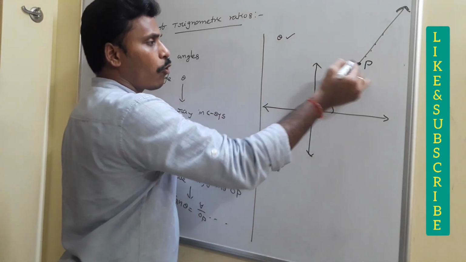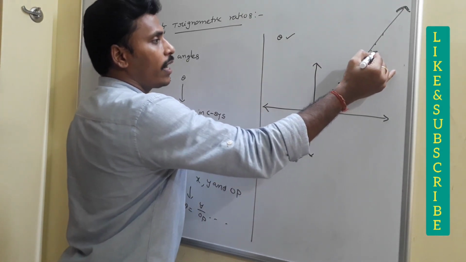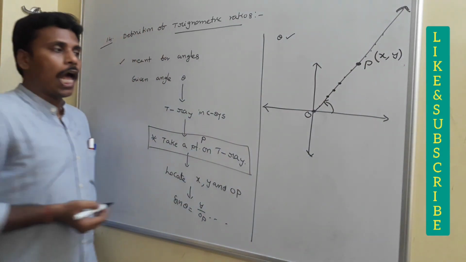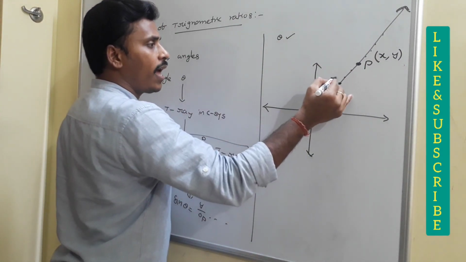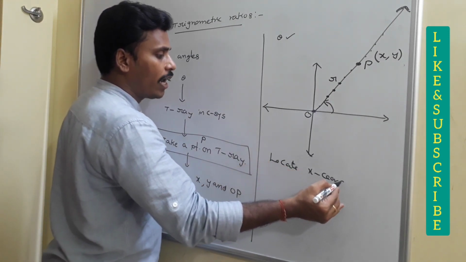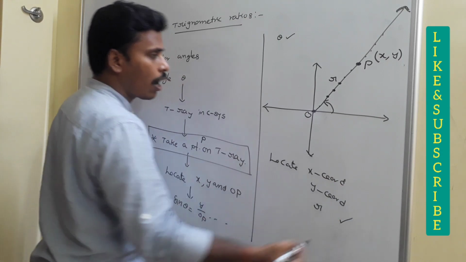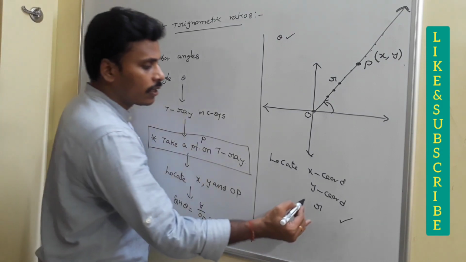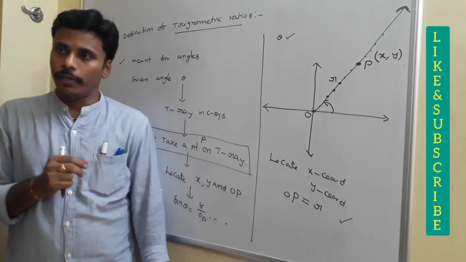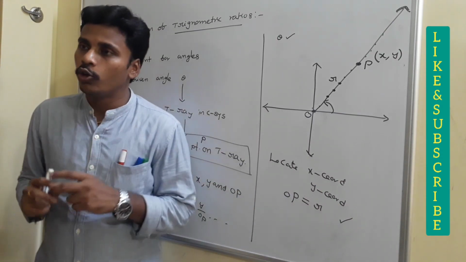So this is my point. After having this point, since we are in the coordinate system, by the concepts of coordinate geometry, we have a chance to locate its x coordinate and y coordinate along with the distance from O to P as R. So we need to locate the x coordinate of P, the y coordinate of P, and the R value also. What is that R? That R is actually the distance between the origin and the point P.